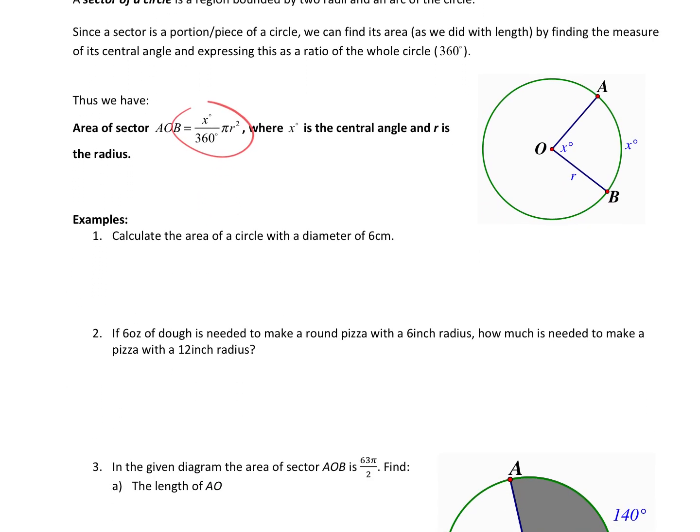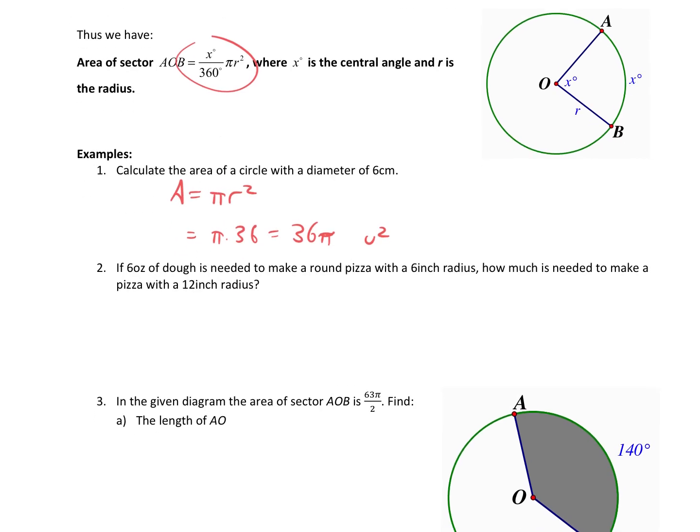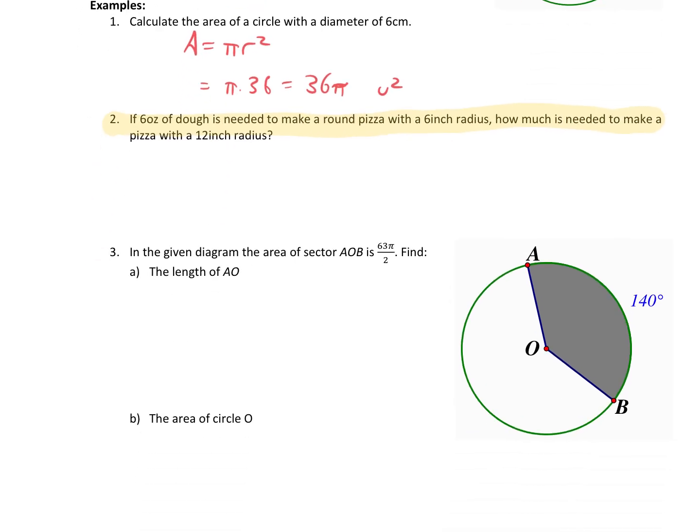All right. Calculate the area of a circle with diameter 6 centimeters. So the area formula, pi r squared, is pi times 36. We usually write that as 36 pi, and these are units squared. All right, a 6-ounce, oh yeah, I hate this question. We're going to do this in class. I mean, I don't hate this question, but it's going to take too long to explain.